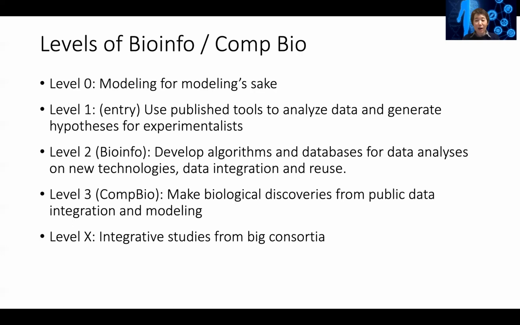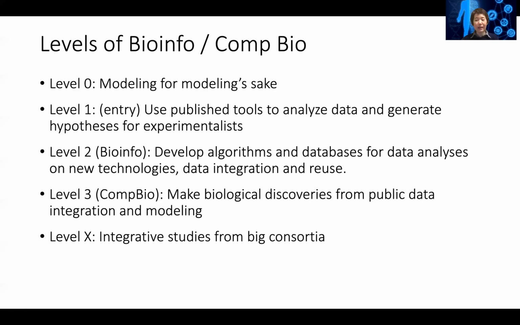And they said, we're interested in modeling problems. And so we know that actually in this field, there are people who are doing modeling for modeling's sake. They publish papers that neither computational people nor biologists care about. I hope that if you want to learn computational biology, you don't go there. This is not the right direction to go. Instead, for this course, and I think for most computational biologists, when they are starting to learn bioinformatics or computational biology, they start with level 1.